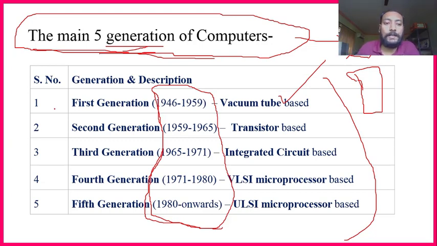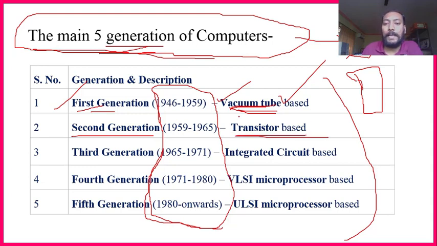So the first generation computer was based on the vacuum tube. I think you know what a vacuum tube is, like one opening, like a vacuum delivery you have seen. The question will not be like what is a vacuum tube. The question will be like: the first generation computer is based on what? A, B, C, D options. Then your answer should be vacuum tube. The second generation computer is based on the transistor.